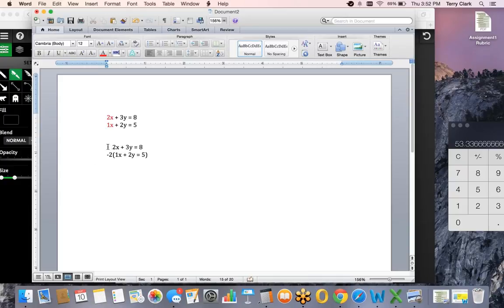Okay, so here we go. Now when I multiply the 1x by negative 2, that's going to give me a negative 2x. Now, there's a rule for finding equivalent equations. Equivalent equations are equations that have the same values. They've got the same solutions. So if I multiply everything by negative 2, I come up with an equivalent equation. So now I can do what I just got finished doing.